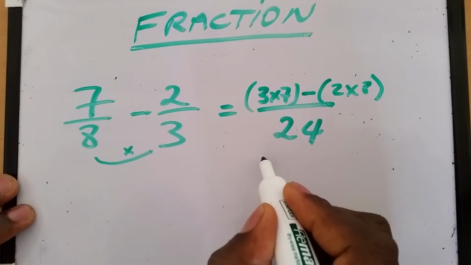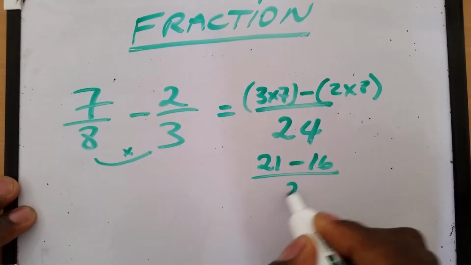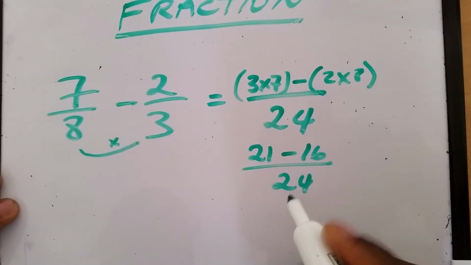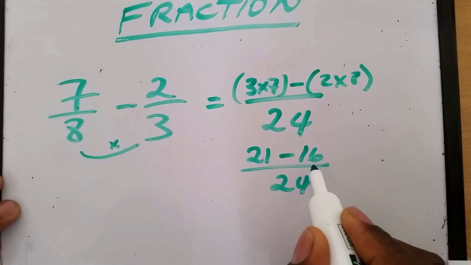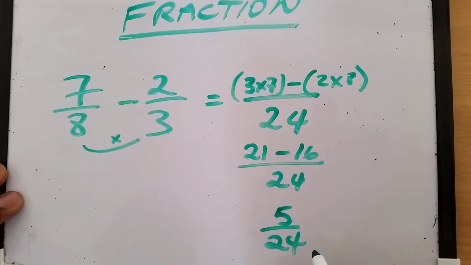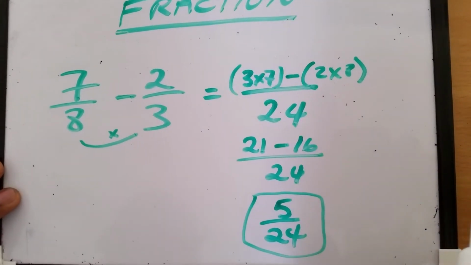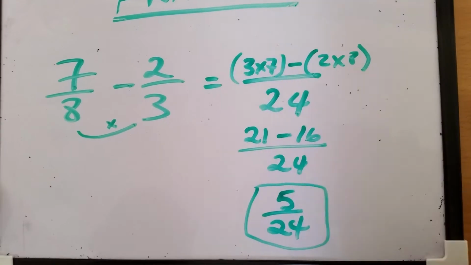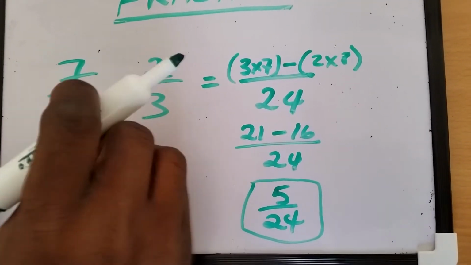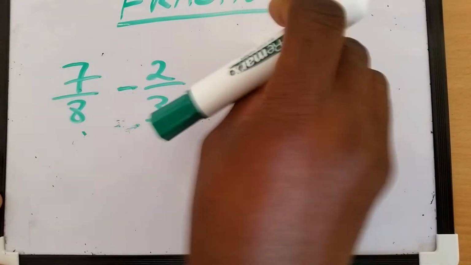So that gives us 21 minus 16 over 24. And if we take that away, we would have 5 over 24. And that would be our lowest fraction. I think we can't divide that further. That's the first method. The second method is exactly the same. You will get the same answer, but we will do a different method.